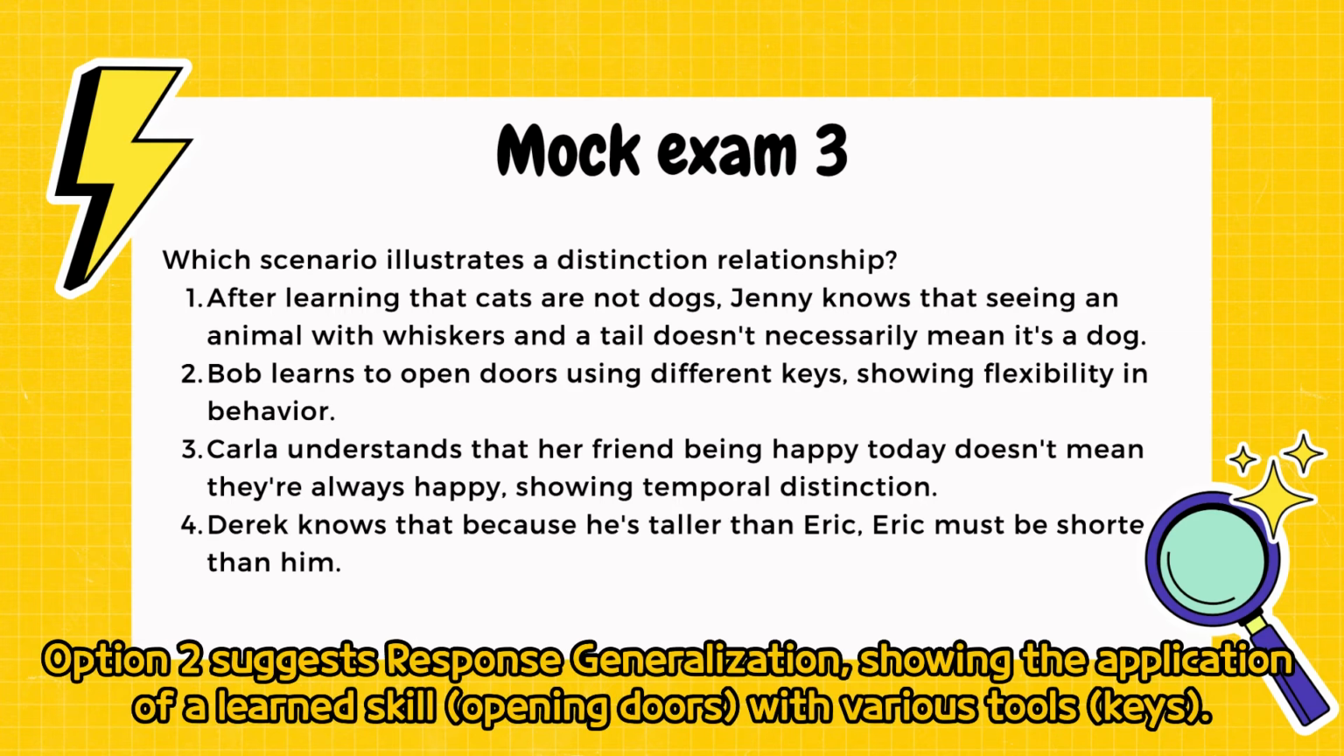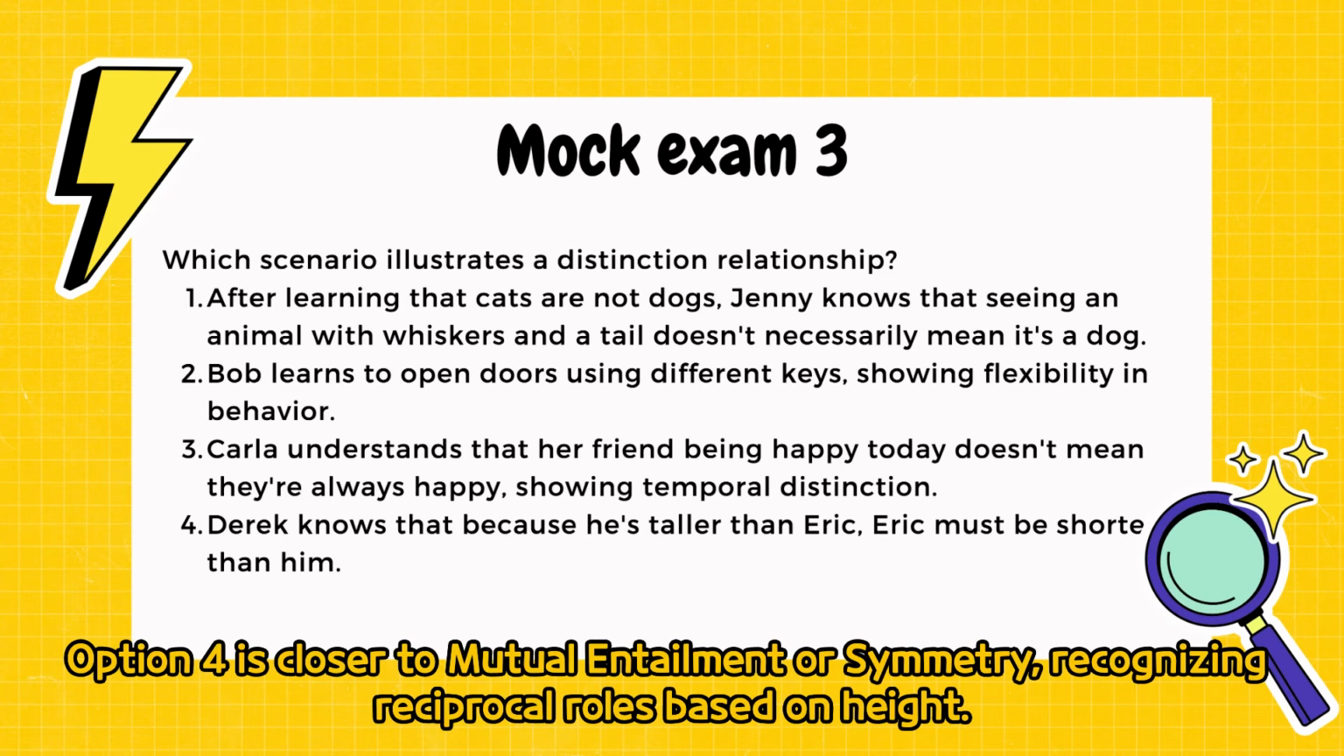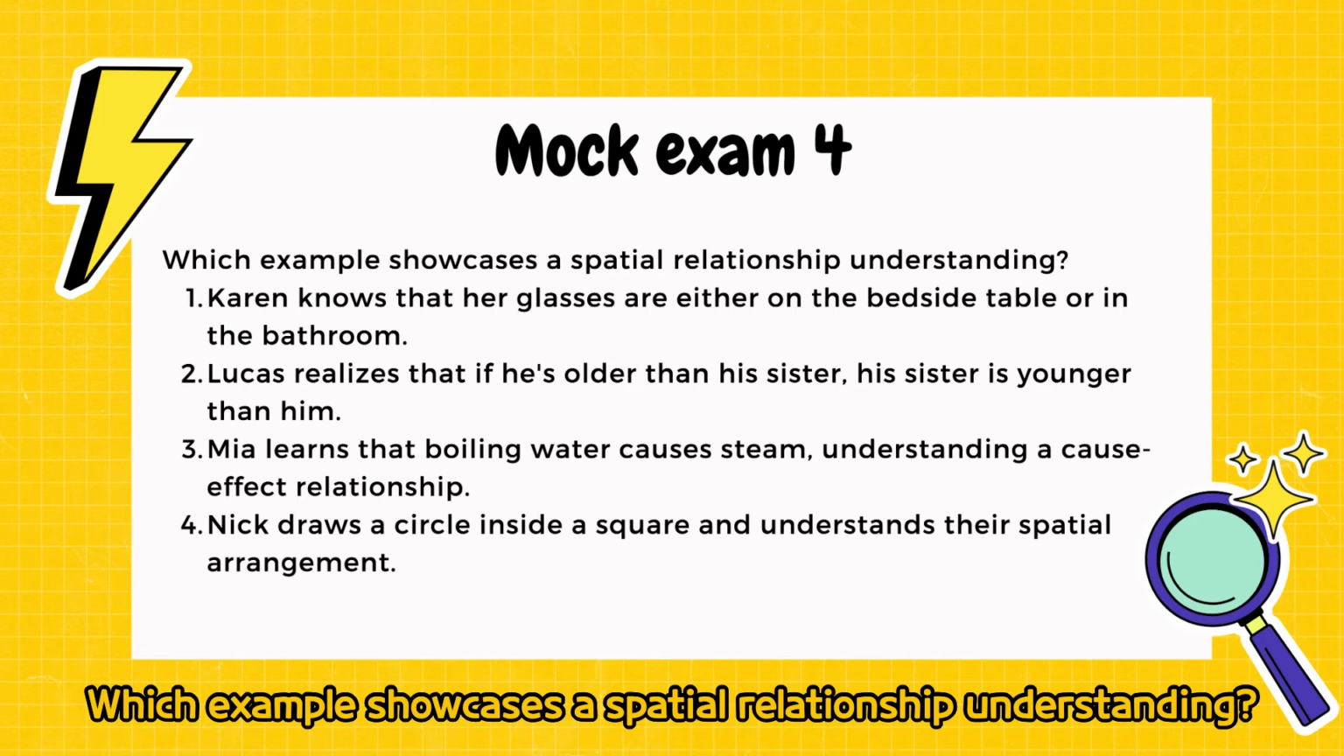distinction. Option 2 suggests response generalization, showing the application of a learned skill, opening doors with various keys. Option 3 touches on temporal relationship, indicating a change over time in emotions. Option 4 is closer to mutual entailment or symmetry, recognizing reciprocal roles based on height. Mock Exam 4. Which example showcases a spatial relationship understanding?